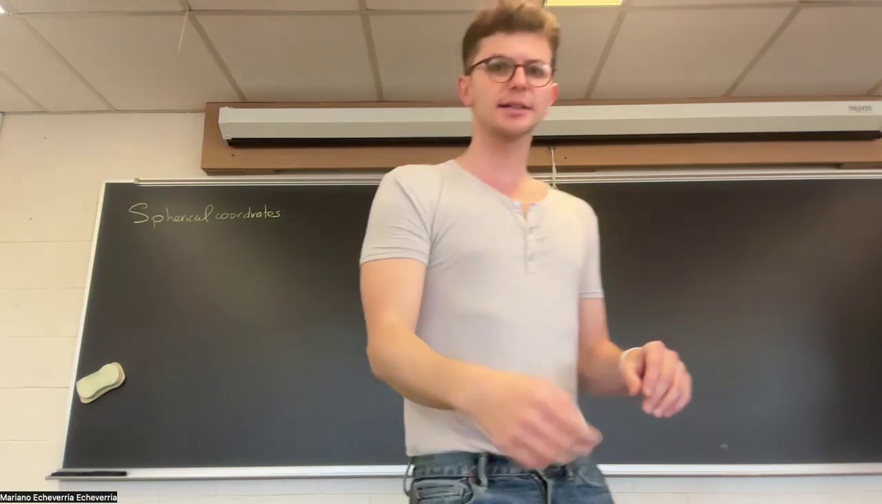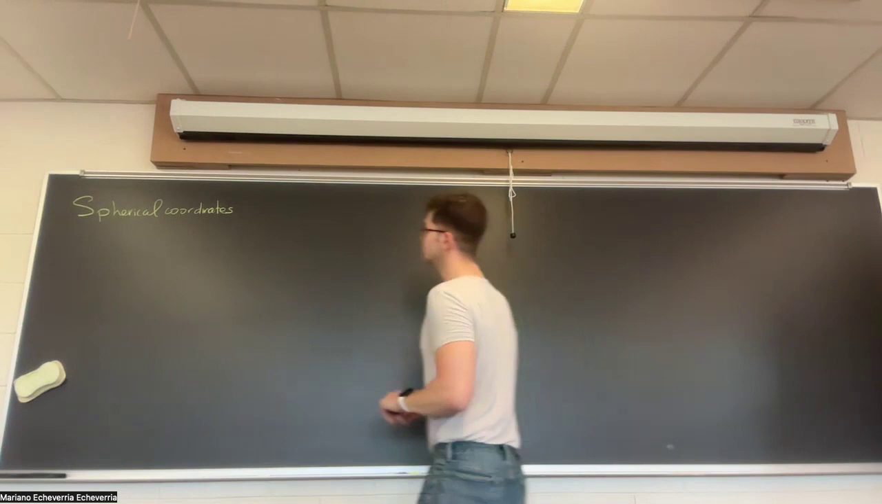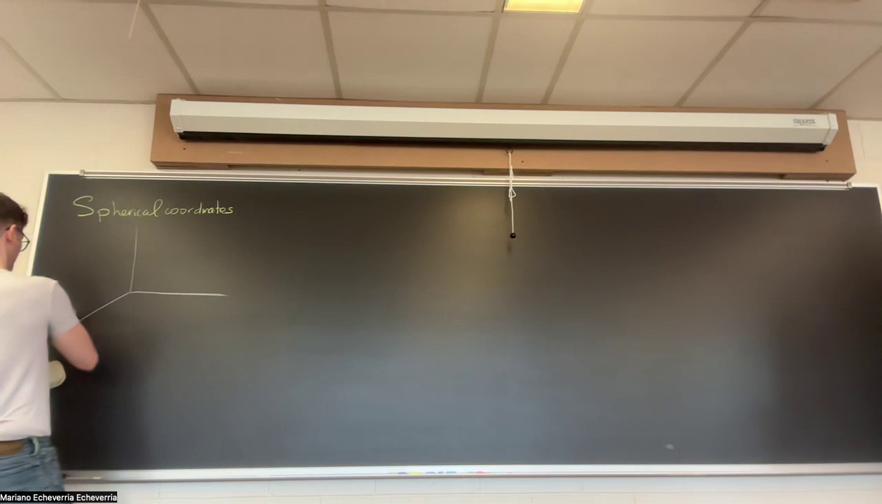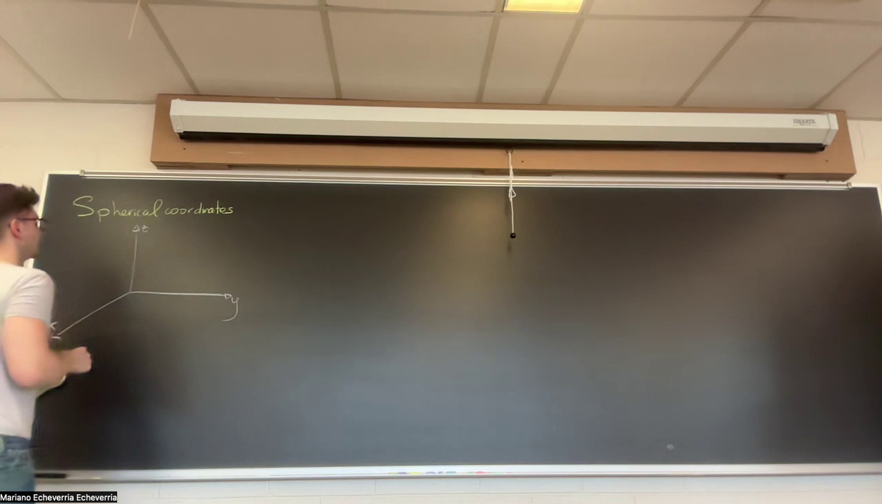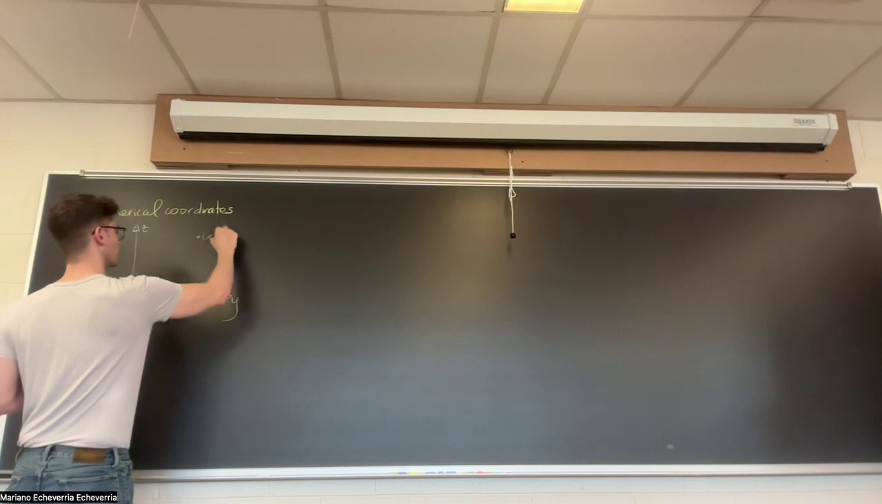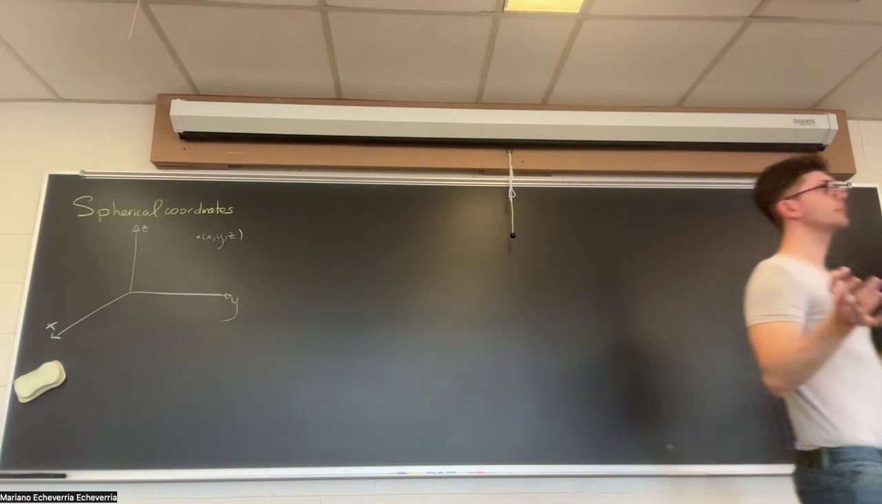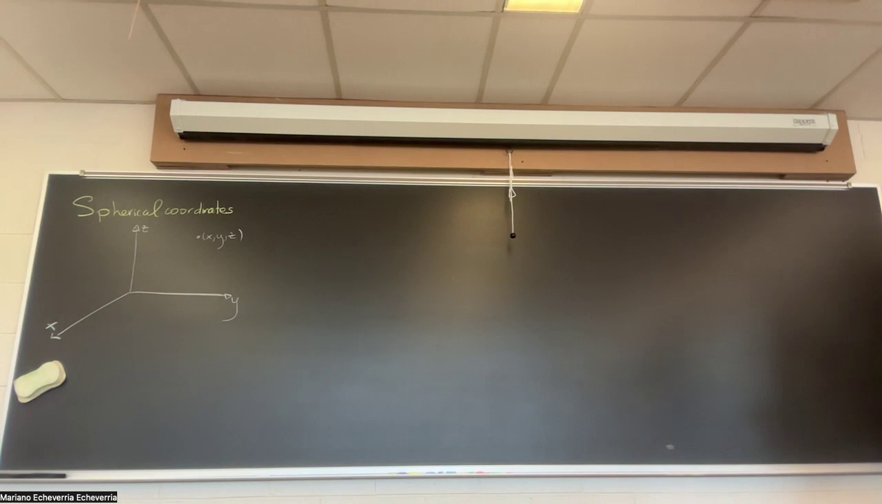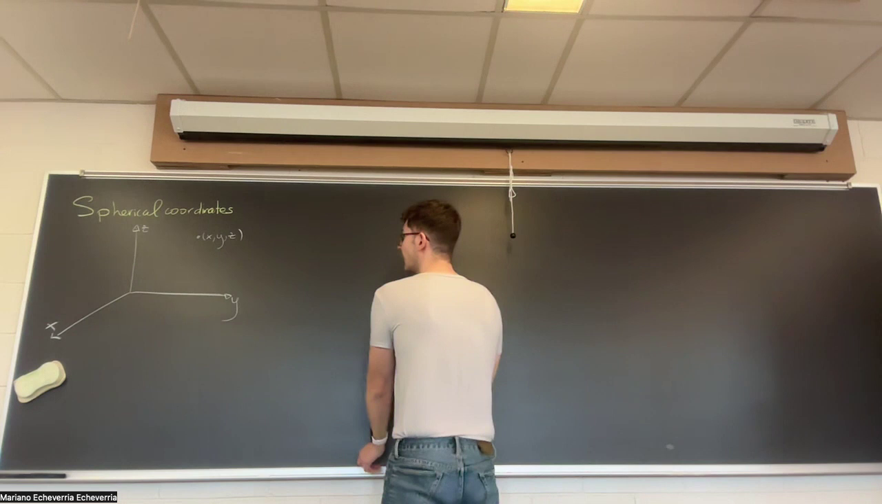Okay, so basically the idea in spherical is that you have a point x, y, z. And the first part works similar to polar coordinates. So you're going to define a variable, which is the analog of r from polar, which is just the distance from the origin to that point. That variable gets called rho.